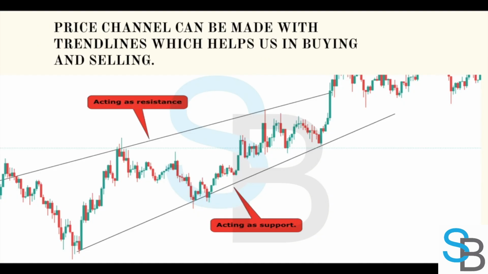Price channels can be made with trend lines, which helps us in buying and selling. Now previously, what did I tell you, we need at least 2 taps for a valid trend line. We got 1 tap over here and another over here, which means this is a valid trend line. And we got 1 tap over here and another over here, so it means this is a valid trend line. These channels can help us in buying and selling. We would buy at the support and we would sell at the resistance.